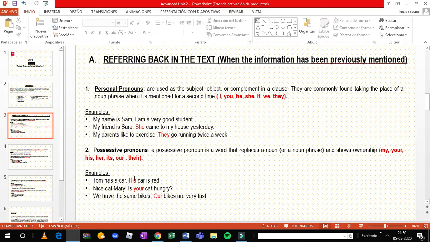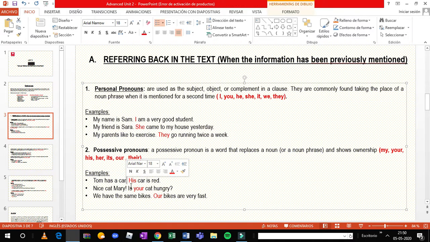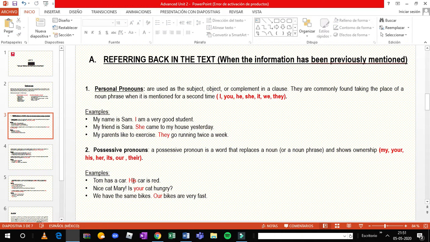So, possessive pronouns always, that is a tip, possessive pronouns always go after the period. Es decir, siempre van a ir después del punto de lo que se mencionó anteriormente. No van a ir en la mitad, ¿cierto? O al final, no. Siempre van a ir después del punto en el que ya se ha mencionado a quién le pertenece algo. En este caso, ¿cierto? El auto, el gato, las bicicletas. Eso fue lo que se refirieron los possessive pronouns.